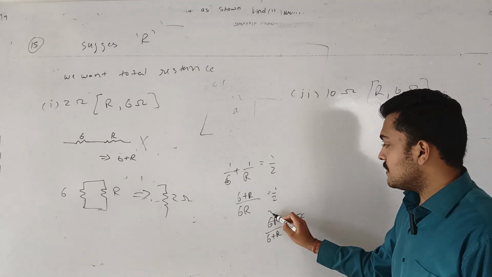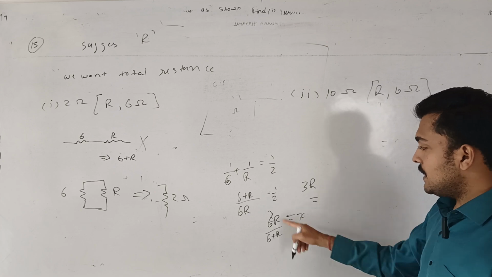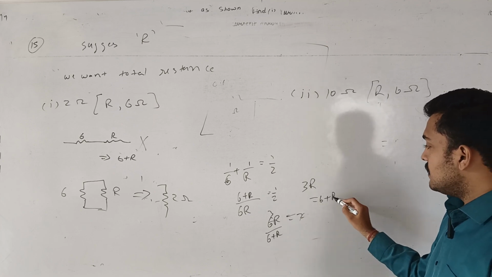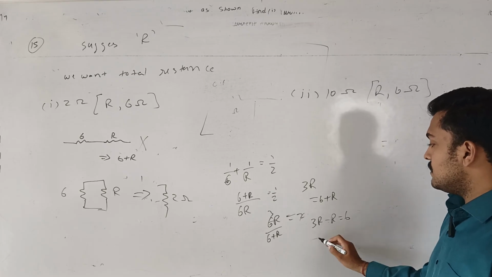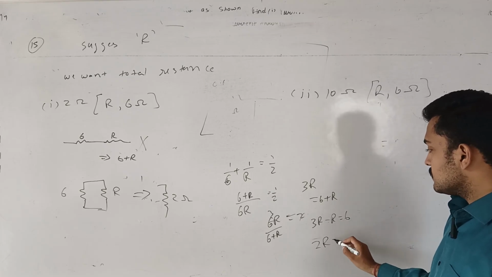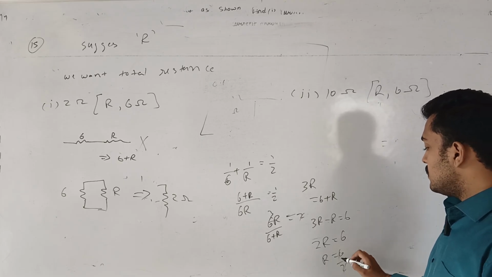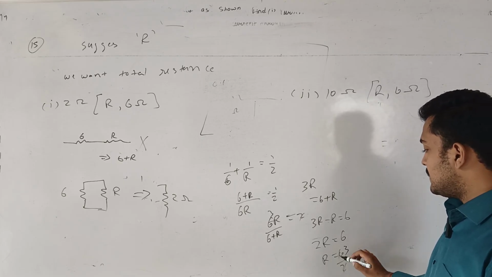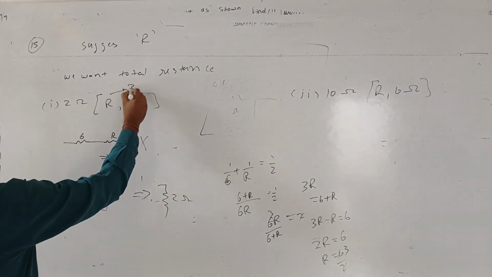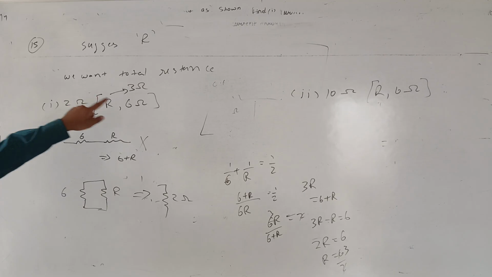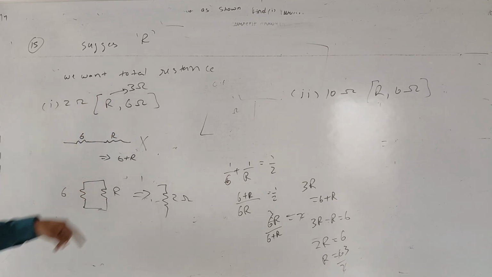So 2 3s are 6. We get 3R is equal to 6 plus R. So 3R minus R is equal to 6. So 2R is equal to 6, and R comes out to be 6 by 2. So it comes to be 3. So this is 3 ohm. So the value of R is 3 ohm. If we join 3 ohm and 6 ohm in parallel, then the equivalent resistance will be 2 ohm.